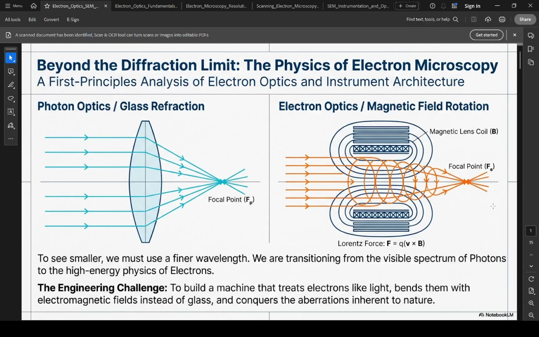I will first give you an overview of the topic. These are AI generated slides, so don't take them at face value. There might be some wrong content in there. First is the difference between photon optics and electron optics.